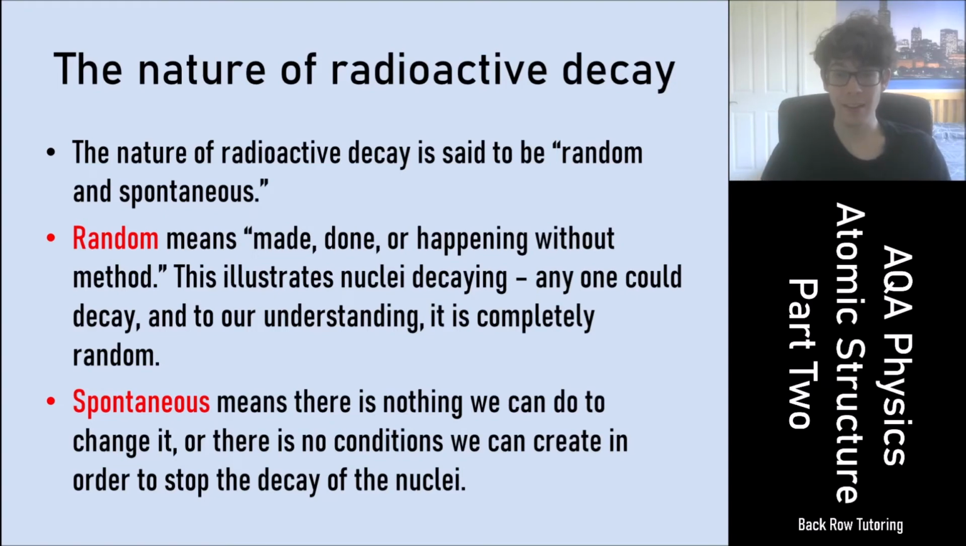The next thing that radioactive decay is said to be is spontaneous. Spontaneous means there is nothing we can do to change it, or there are no conditions we can create in order to stop the decay of nuclei. We can't change anything about the settings of where this thing is to change the nature of radioactive decay. We can't put it in a dark room and hope it doesn't decay. We can't shine lights on it and hope it doesn't decay. It's spontaneous.